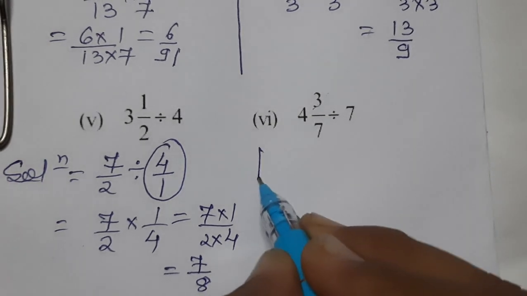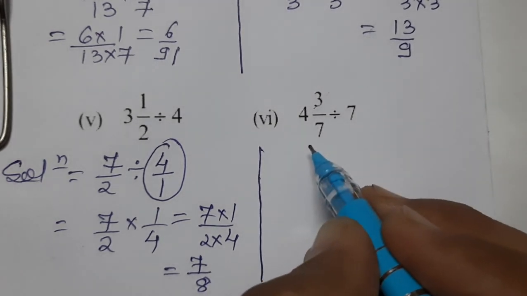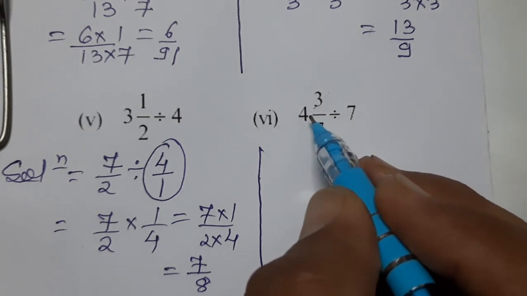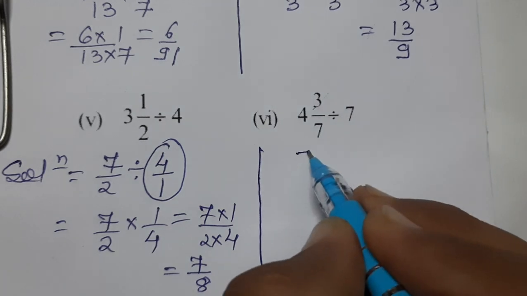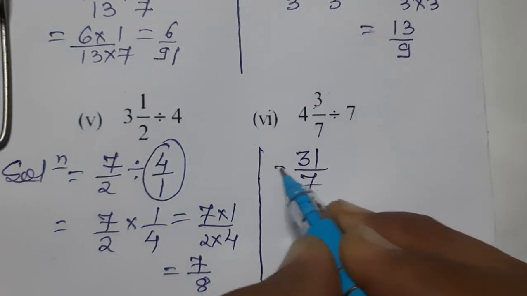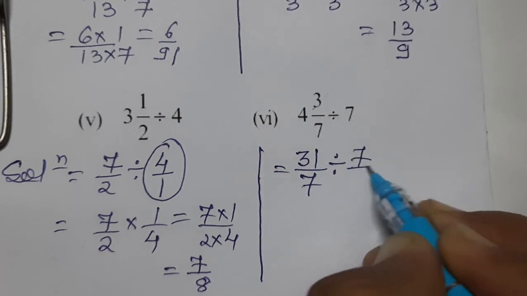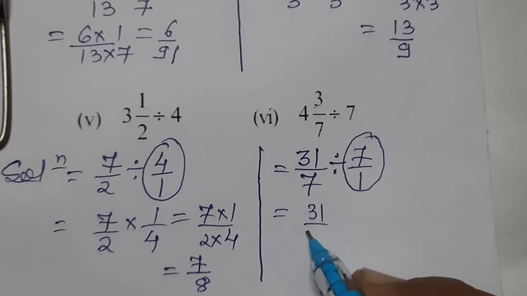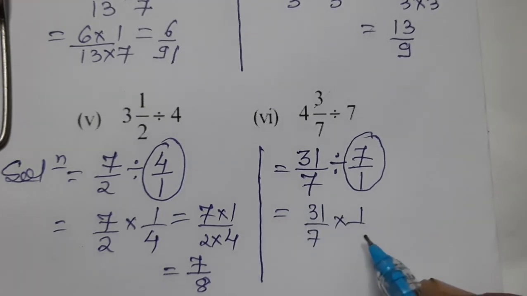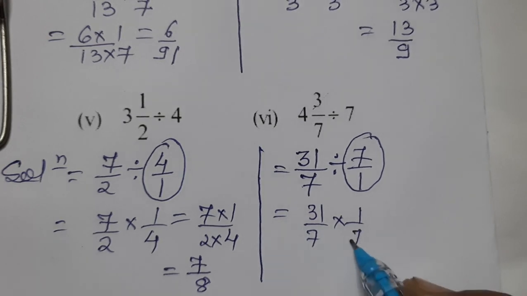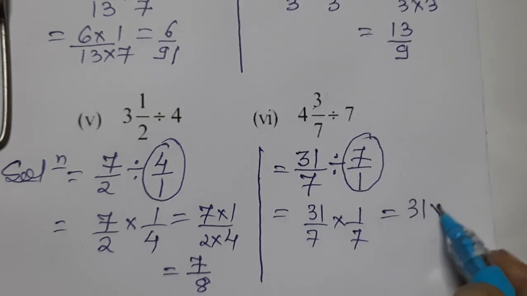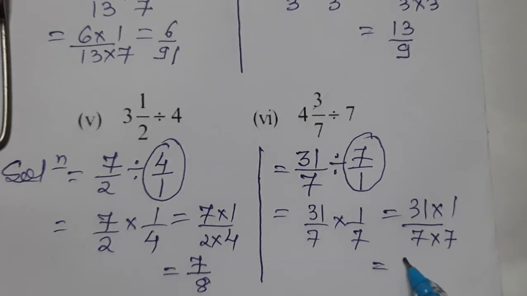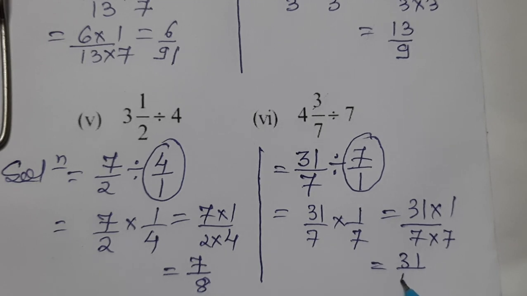Now see the last question, 6th one. Again, first of all convert mixed fraction to improper. 7 4s are 28. 28 plus 3, 31. Put 1 as denominator, take reciprocal of 7 by 1. Now multiply numerator with numerator and denominator with denominator. So what result will we get? 31 by 7 7s are 49. 31 by 49.